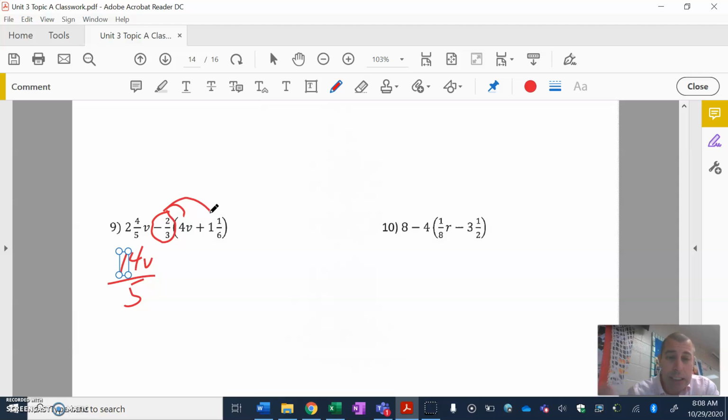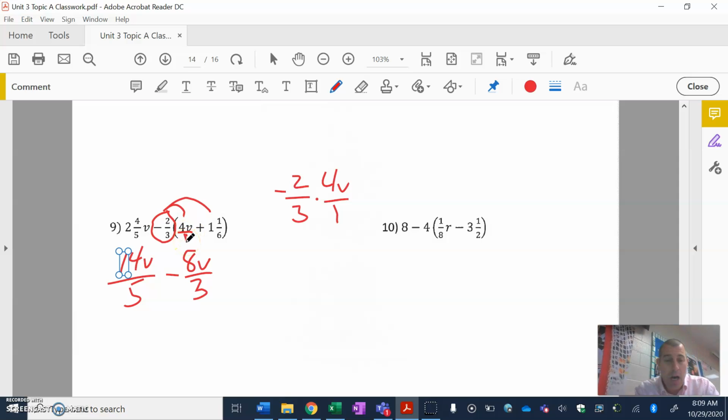Well, okay, if you need to, come off to the side. Negative 2/3 times 4v. I'm going to do the fraction like we've been doing. I'm looking for cross division. I don't see any, so I multiply across. Negative 8v over 3. That's it. Some people will just do it right here and then multiply across. That's fine.